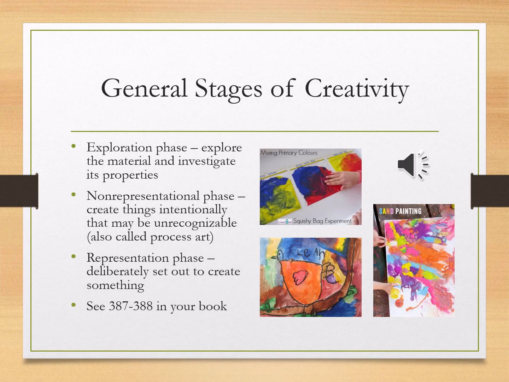To the right, you can see examples of the 3 stages of creativity. First, children explore the properties of color, how they mix and create new colors. Next, the sand painting example is where preschoolers spend much of their time creating art that doesn't necessarily look like anything. Adults often call this abstract art. Finally, in the later preschool period, children begin to create recognizable figures and forms, like the bird picture.